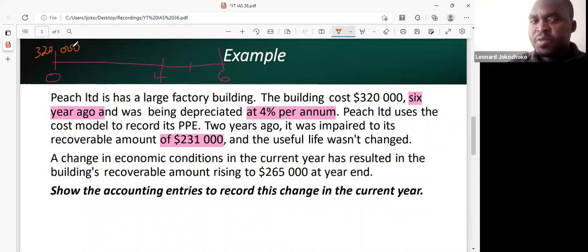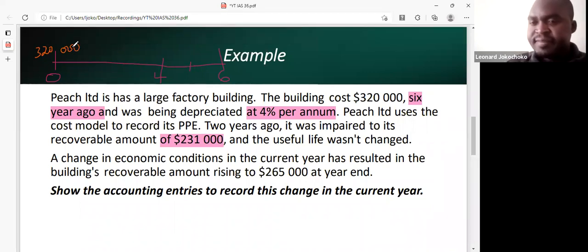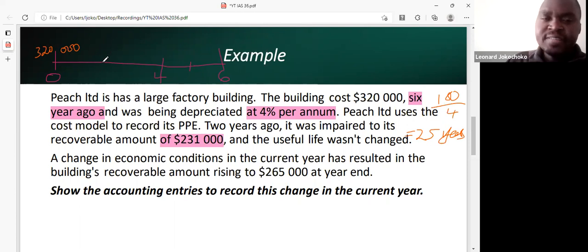Then naturally, when we do have an asset, we're going to depreciate it. In this case, we're depreciating at 4% per annum. Please note this is the same as depreciating it over 25 years. I get the 25 years by saying 100% divided by 4%. Thus, if you're asked what is the depreciation per year, I would say 320,000 divided by 25 years. Depreciation per year is 12,800.